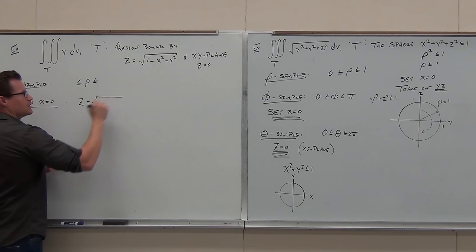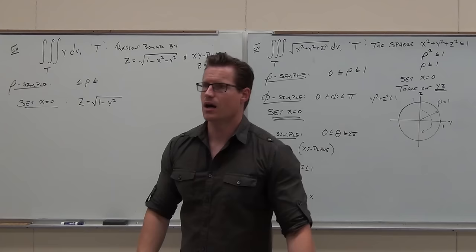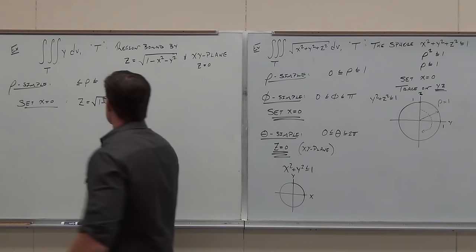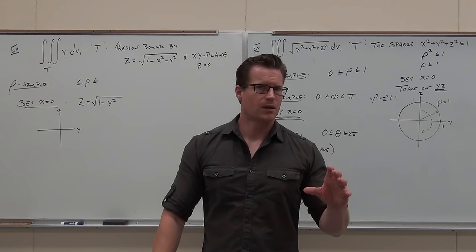If we set x equal to 0, I get 1 minus y squared. Some of you, that might jog your memory as to what that is. That is an upper half circle. That's all that is. So if I graph it on the yz plane, which is what we want. Now, there's a little caveat to this, okay? You gotta graph everything on this plane.